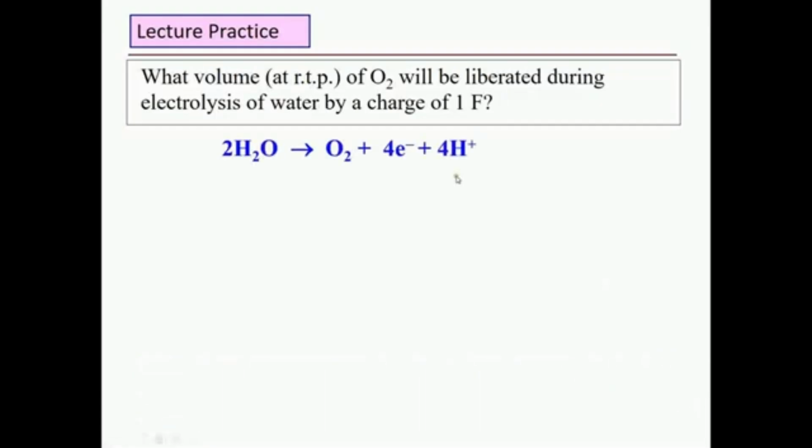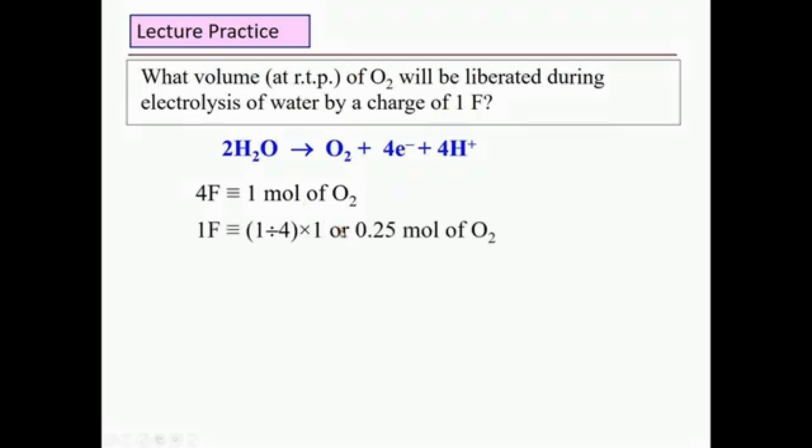Oxygen gas liberated. The half equation is this, which you can find from the data booklet. So from the equation itself, 4 Faraday is required to liberate 1 mole of oxygen gas, or we can write it as 4 Faraday equivalent to 1 mole of oxygen. Now for a charge of 1 Faraday, the amount of oxygen gas liberated would therefore be 1 divided by 4 times 1, or 0.25 mole of oxygen.